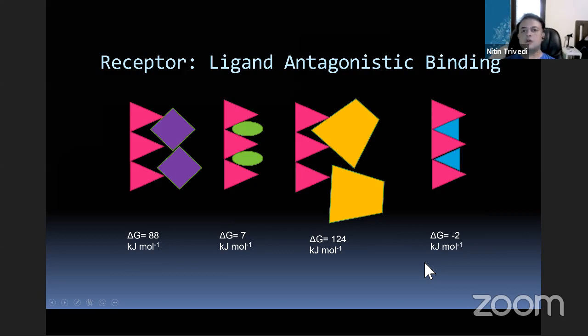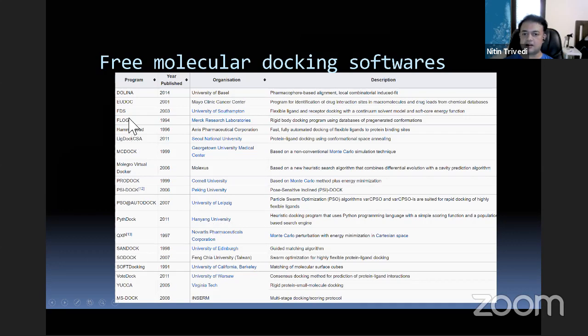Free molecular docking softwares are available from different organizations, for example, University of Basel, Switzerland, Mayo Clinic, University of Southampton, Merck, Leipzig. All these universities have released programs you can use at home in front of your computer. You can do this work, you know? You don't need any funding for this. You can even publish the data. That is exactly what one of my friends, Dr. Shashank from Central University of Punjab, did and he published it.